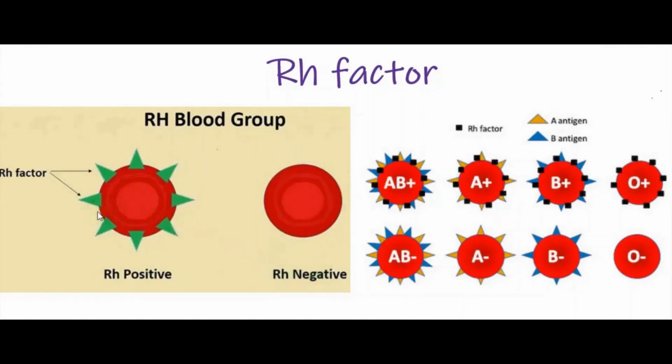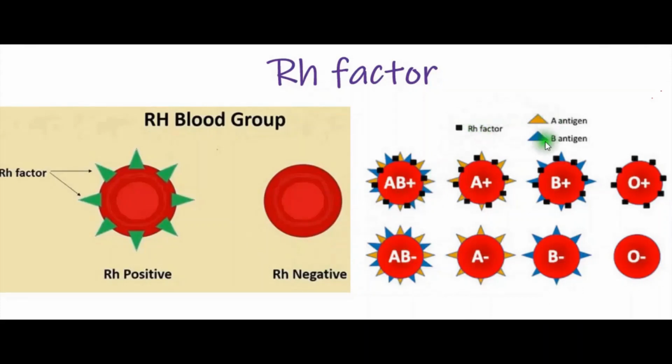Already we have seen antigens and antibodies present on the surface of the RBC. RH factor is also present on the surface of the RBC, so it is known as RH positive. If there is no RH factor, that is known as RH negative.